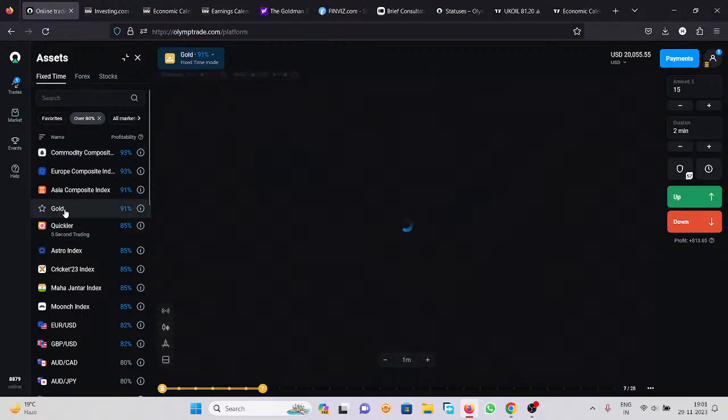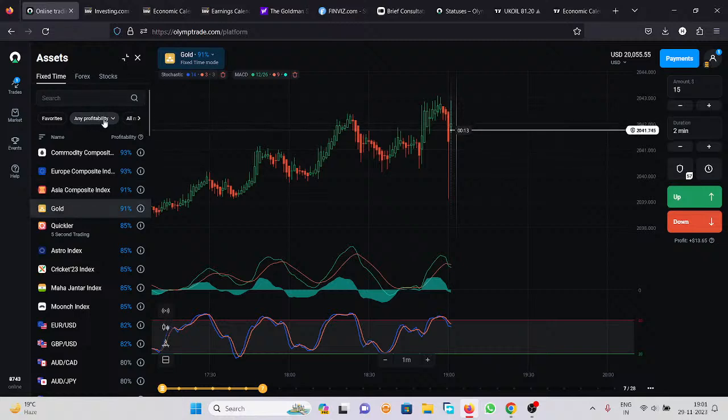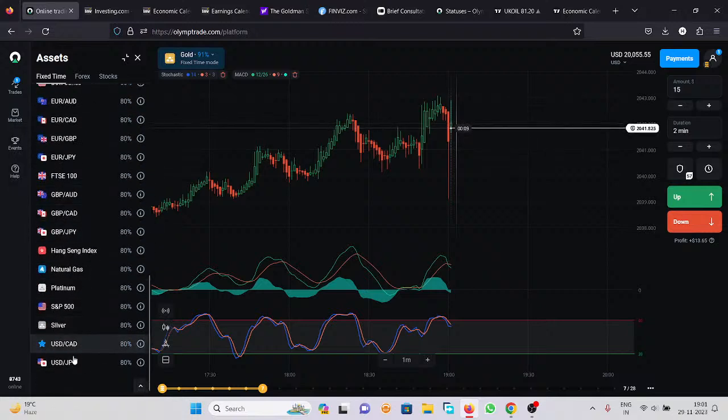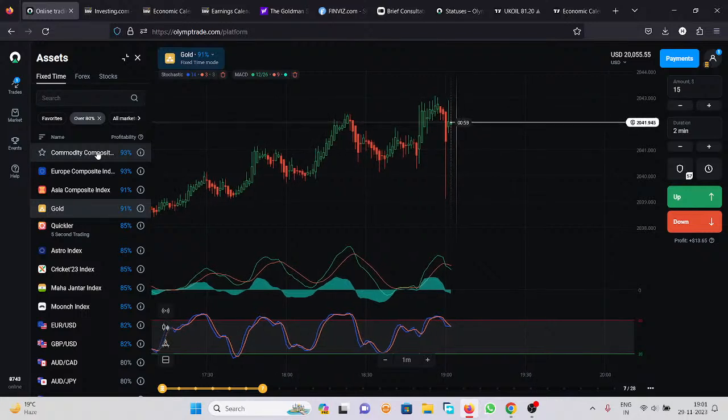Whenever you do this, you will get proper signals as well as a proper way to open the trade. Always select the asset whenever you are trading a fixed time trade. Always select an asset with a payout over 80%. The minimum should be 80%, and the maximum in the expert status we are getting is 93%. This strategy is also working fine with the loss compensation system.